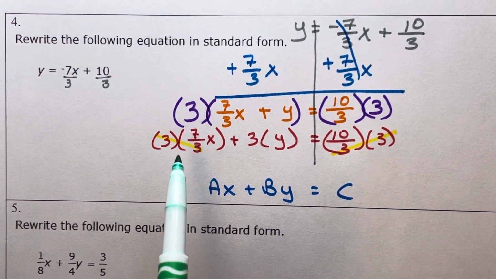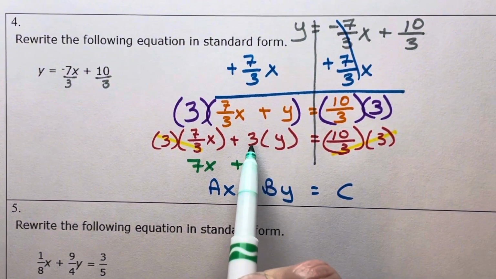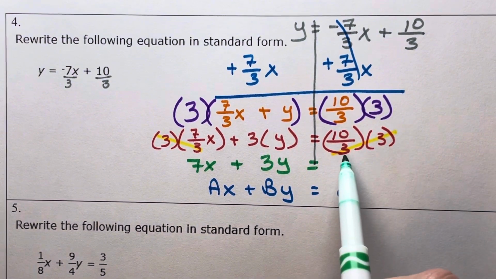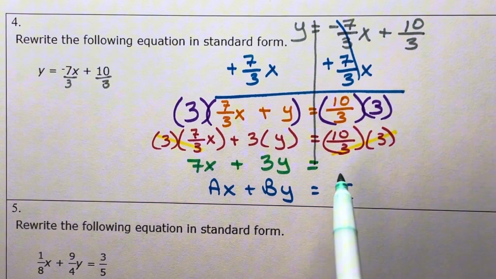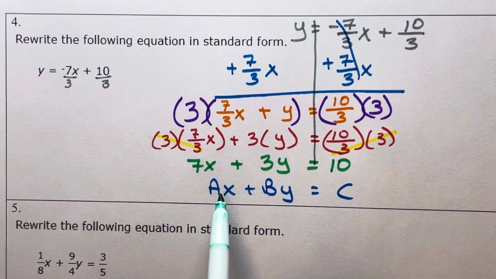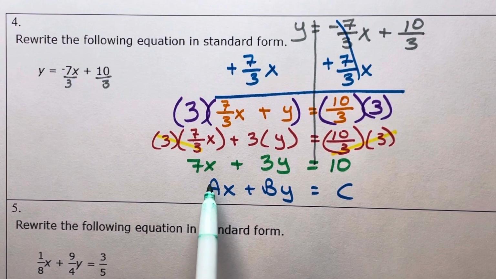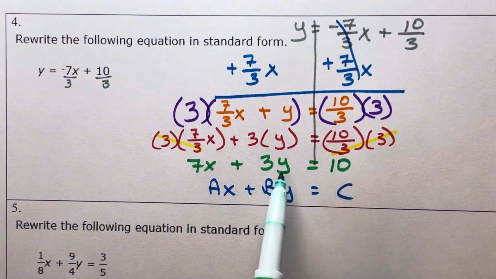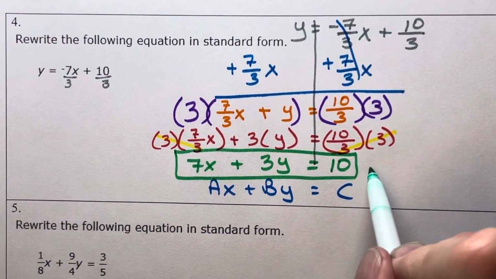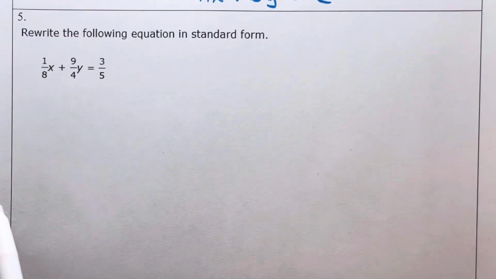Leaving us with a positive 7x. So here I really have to multiply 3 times y. Oh, well, that's not hard. That's just 3y. And my 10/3 times 3, well, again, my 3's canceled out. Okay. We have 7x plus 3y equals 10. X is first, x is positive, and we got rid of all of our fractions. So our equation is now in standard form. And there you go.